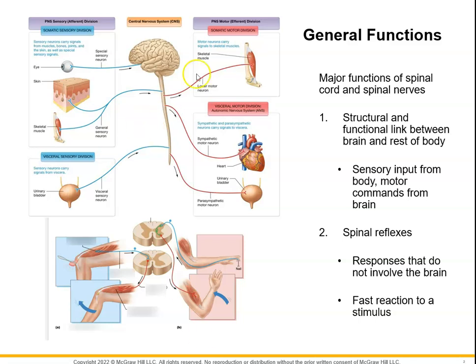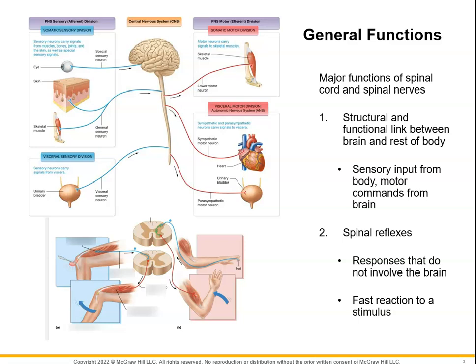So just a reminder, the central nervous system is the brain and the spinal cord, and then the peripheral nervous system are all of the nerves that run to and from the brain and the spinal cord. So the spinal cord has several functions, one of which is it serves as a link between the brain and the rest of the body. So sensory input from the body comes in through the spinal cord up to the brain. Motor commands from the brain go down through the spinal cord and out through the peripheral nerves to the body. So it's a connection between the body and the brain.